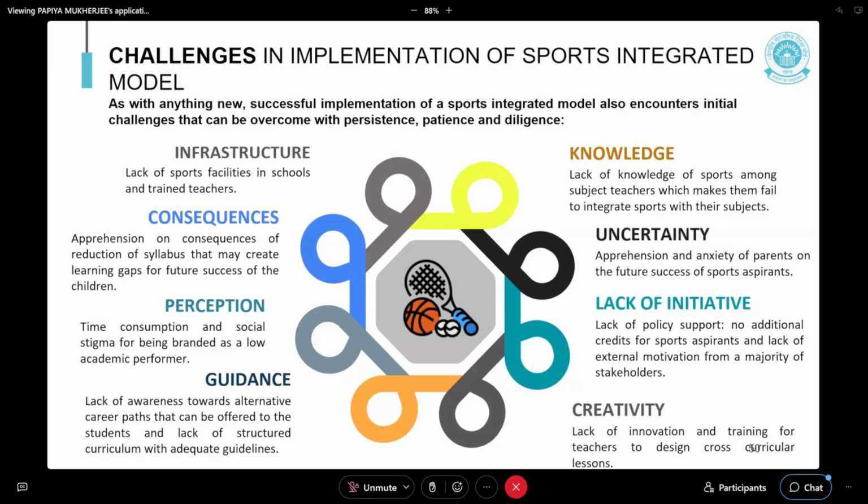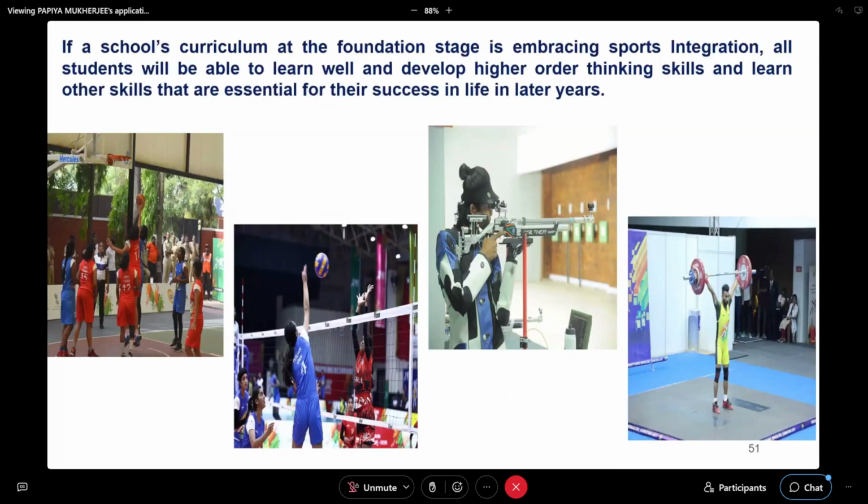However, a lot has been done by CBSE, including, for students going for national and international participation, the board conducting the exam for such students to boost sports integrated learning and children taking up various kinds of sports. Lack of innovation by teachers is another hurdle. Guidance is not there, there is a complete lack of structured curriculum, and adequate guidelines are absent.